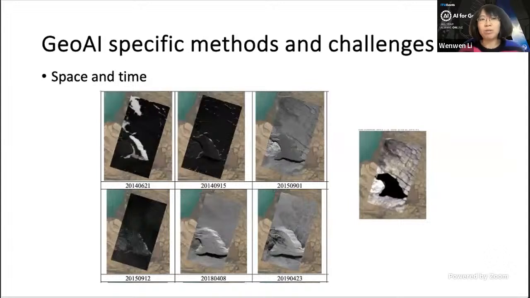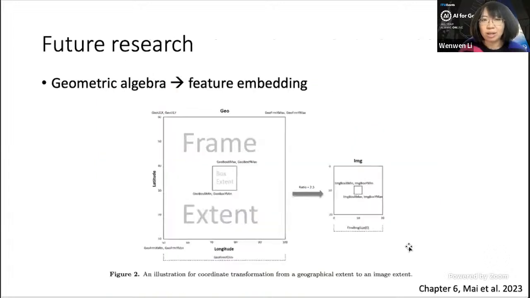And we also talk about the spatial temporal challenges. A lot of the features are actually going through temporal changes. They start small but gradually grow in size. So how to capture these changes from the time series of images is another challenge.